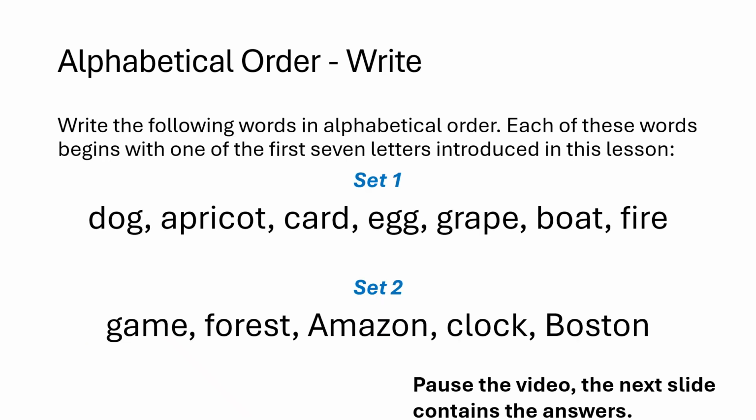Write the following words in alphabetical order. Each of these words begins with one of the first 7 letters introduced in this lesson. Set 1. Dog. Apricot. Card. Egg. Grape. Boat. Fire. Set 2. Game. Forest. Amazon. Clock. Boston. Pause the video. The next slide contains the answers.